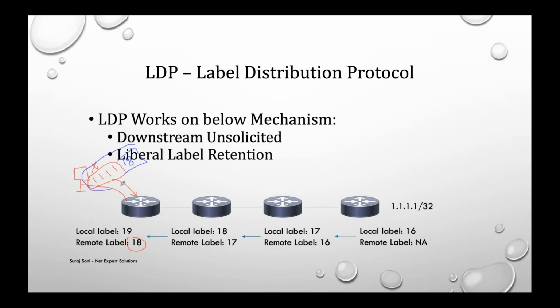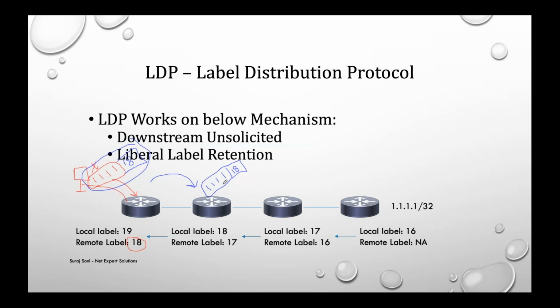Now this particular packet is sent to this router. Now this router receives 1.1.1.1 with the tag of 18. So now this router is not at all responsible for looking at 1.1.1.1. Why? Because if you remember, yesterday I was talking about there are two types of forwarding. One is called IP to MPLS forwarding. The other one is MPLS to MPLS forwarding.